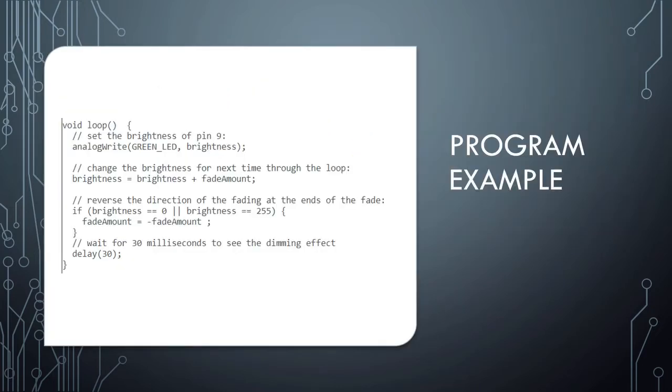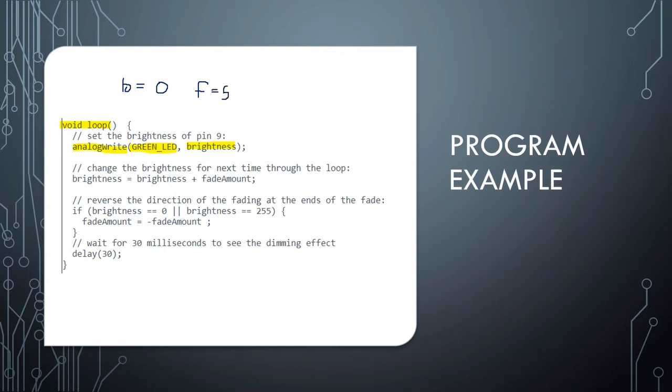And here's the main loop of our program where we're starting to use our analog write command. So we start our void loop and we use our analog write to set the brightness of our green LED. Our green LED is going to be the brightness that we already established. If you'll remember, we're going to start out with our brightness at 0, and our fade amount was equal to 5.